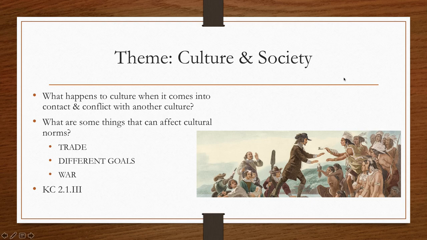In this situation, if you notice the style of dress, this would be the Dutch. And as I told you, the Dutch were very much into trade with the Indians. They're not really looking necessarily to take land. But with the English, it's going to be a completely different situation, and that'll lead to more conflict as they come into contact with them. And it will affect certain cultural norms when you come into contact with other societies.